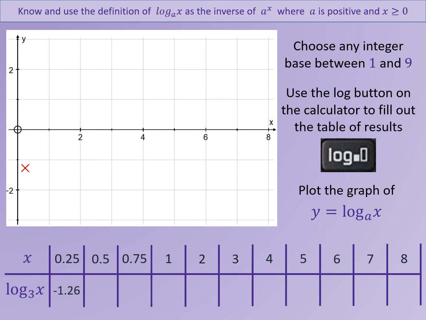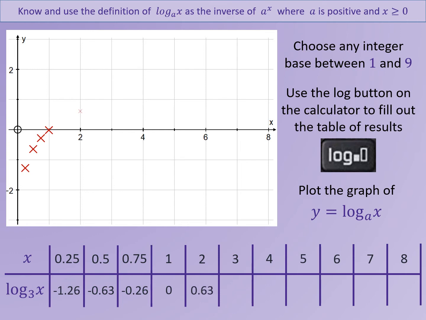Okay, good. So if I carry on my values, I get log to base 3 of 0.5 is minus 0.63. And if I carry on, you can see that by the time I get to log to base 3 of 1, I get an answer of 0. And you should have found that log to base whatever you've chosen as your base of 1 should also equal 0. So that's a rule that we will remember and write down in a bit.